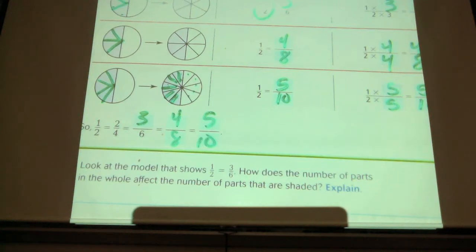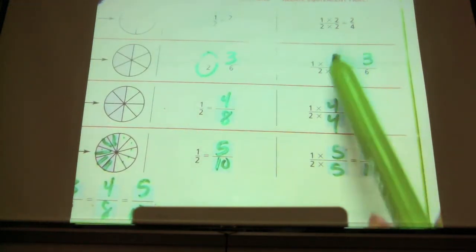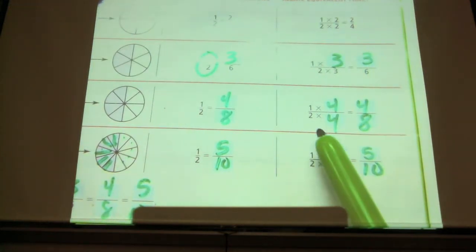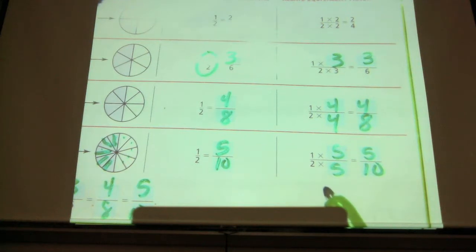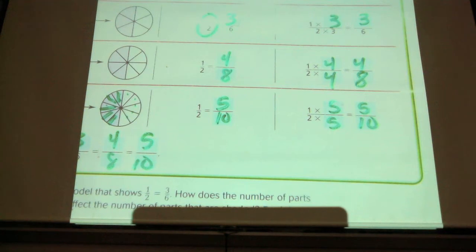Let me give you a little hint. Up here we multiplied by 2, and then we multiplied by 3, and then we multiplied by 4, and then by 5. Raise a quiet hand if you can explain how I can find the next 3 equivalent fractions? Miss Sophia. Add 1 more and just keep counting.